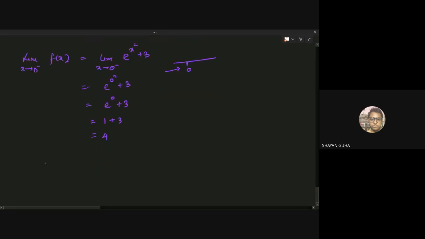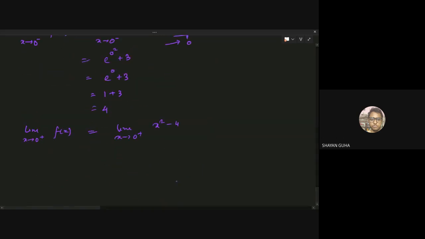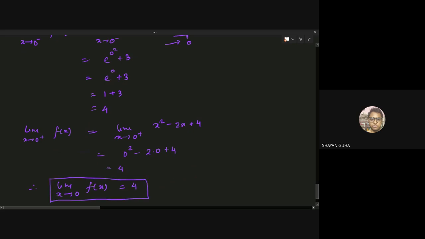And what will be my right hand limit? My right hand limit will be the limit as x tends to 0 plus of f(x). According to the given function, we can write it as x square minus 2x plus 4. So I have to calculate this value. We can easily put 0 square minus 2 into 0 plus 4. So this is also giving me 4. Therefore, we can say that the limit as x tends to 0 of f(x) is nothing but 4, since both left hand and right hand limits are equal.